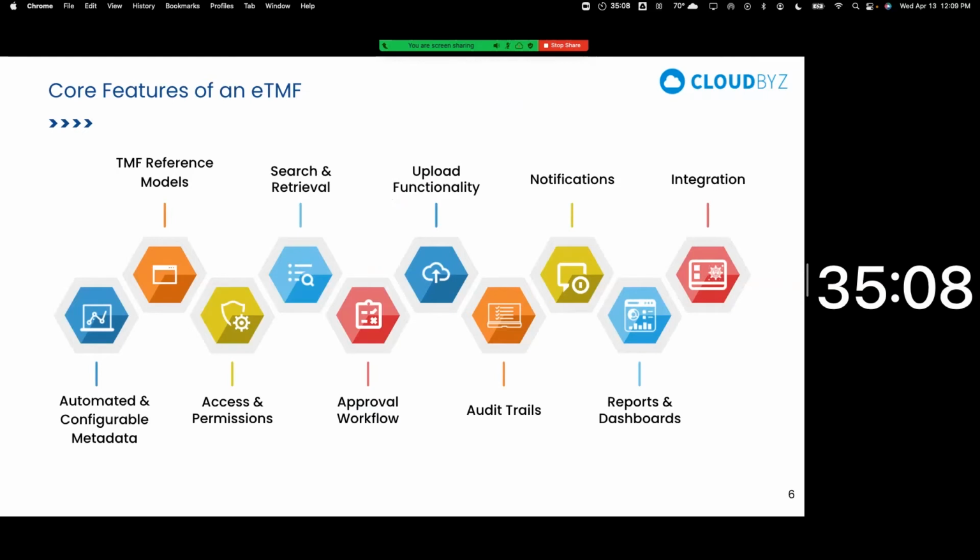So now that we know the difference between a paper TMF and an electronic TMF, let's look at some of the core features that are required in an eTMF. Some of those have been addressed by Resharp already in the previous slides. So I will be touching at a very macro level on some of these items.